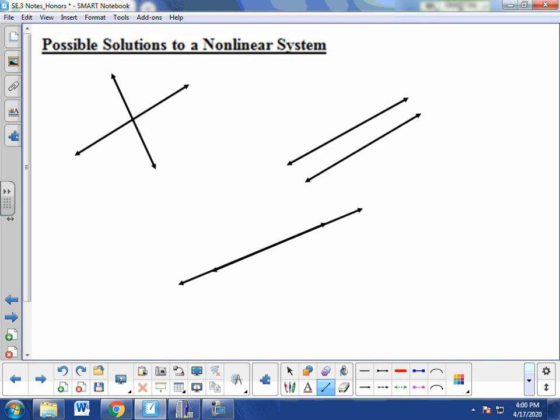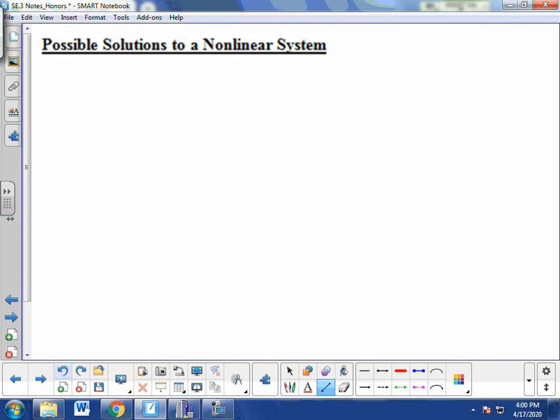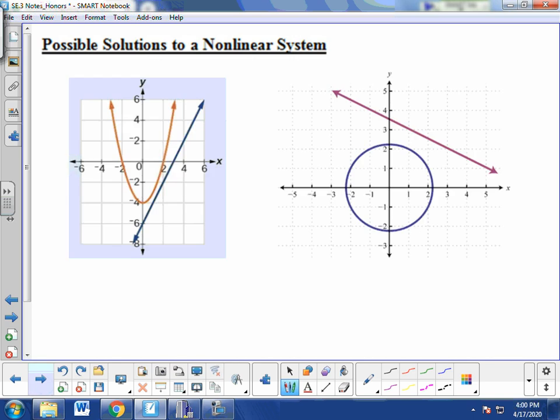When we talk about nonlinear systems of equations, we're going to have a variety of possible solutions here. The same concept is going to hold true. So let's take a look at this first example I put up. The solution to this system would be whatever point is located right here where they intersect. That would be the given solution to the system. Same concept is going to hold true even if we start working with nonlinear systems. So let's take a look at these two graphs.